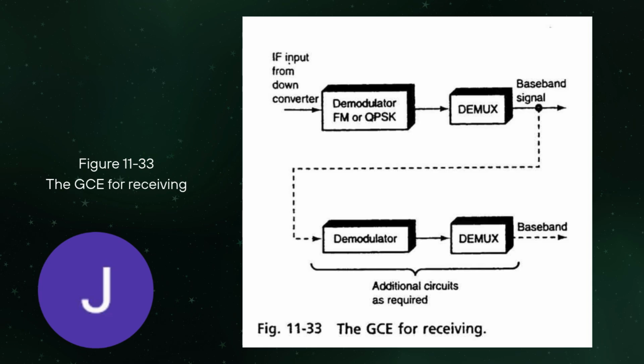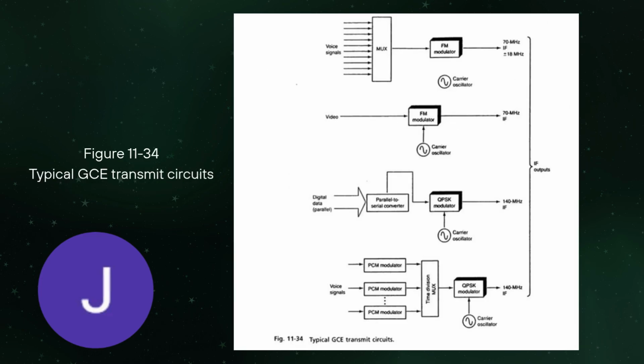IF input from the down converter then goes to the demodulator, PSK or QPSK, then demux, then to the baseband signal, and it will proceed to the demodulator, then also to demux, then to the baseband for additional circuits as required. Here's another typical GCE transmit circuit. It's like the previous one.